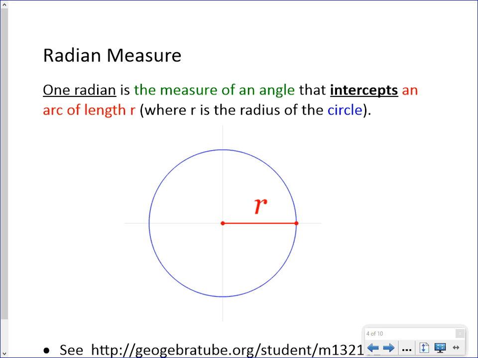So 1 radian is the measure of an angle. So it's just another way to measure an angle besides degrees. It's the measure of a specific angle that intercepts an arc of length r, where r represents some radius of some circle. Okay. So we see that in the image down here, and I'm going to let it run through its regular thing. And we'll restart it at the beginning when it's in standard position.